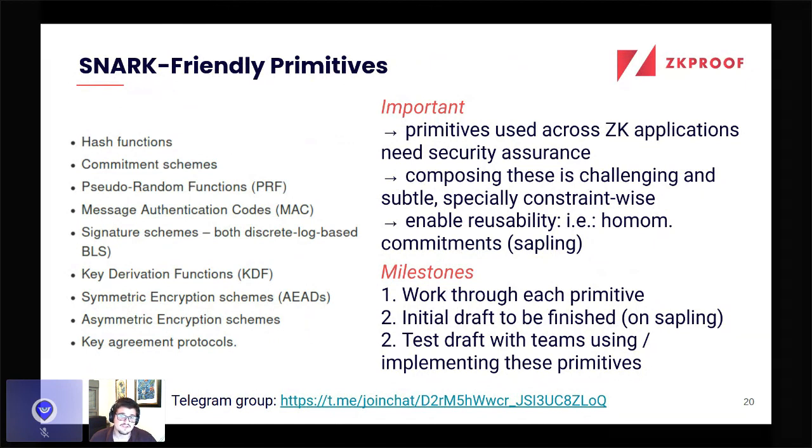We want to essentially finish this draft, because there are still several primitives that are not done. And we want to test this draft with different teams, right? There's a lot of people working on improved hash functions in terms of efficiency, especially in the blockchain space and so on. So we want to make sure that the standards are going to be used.